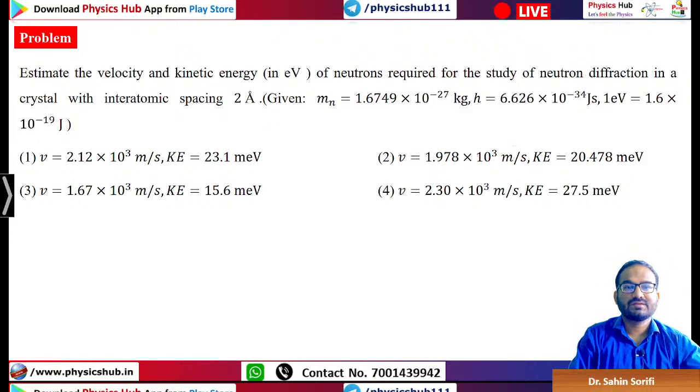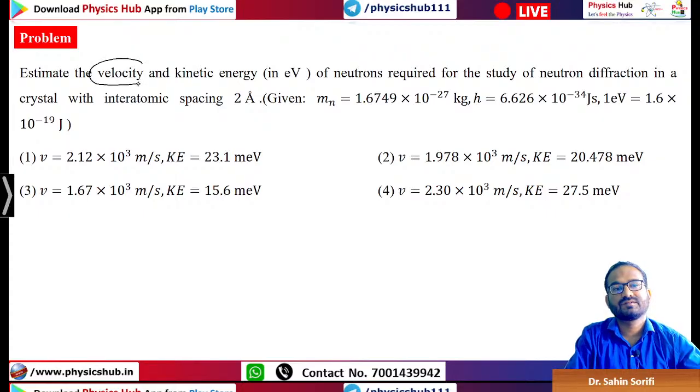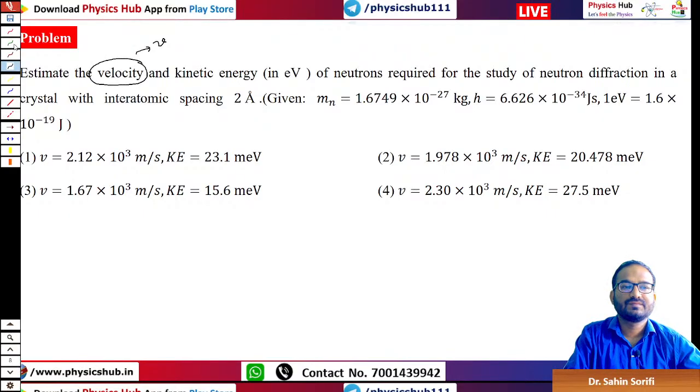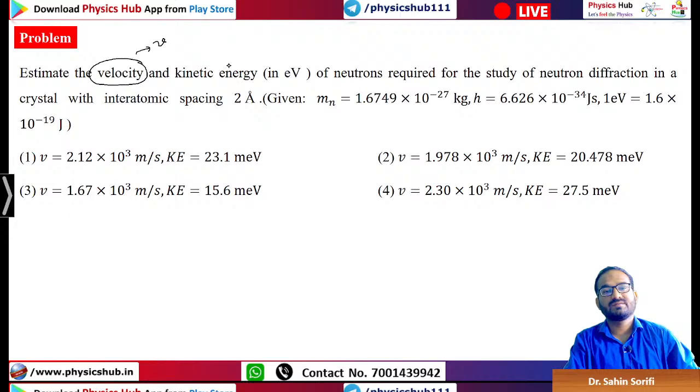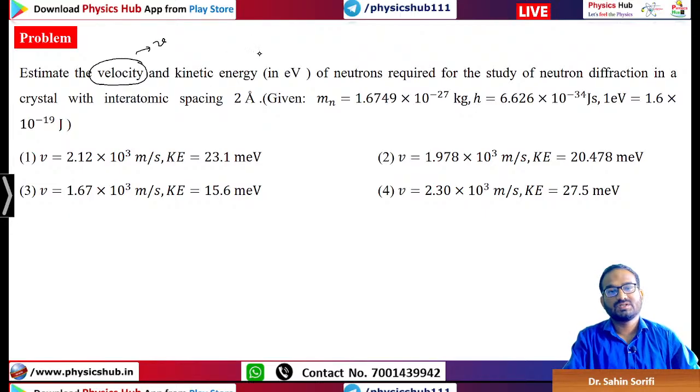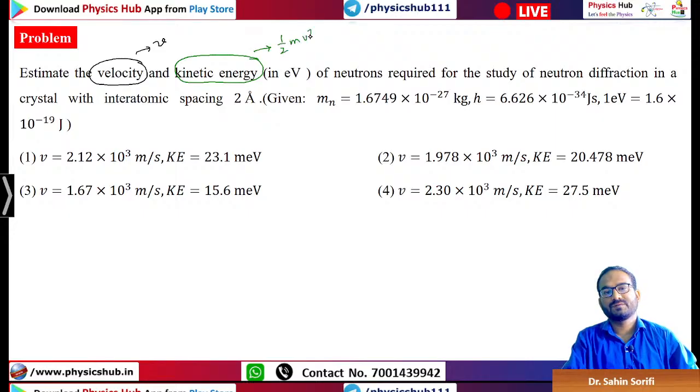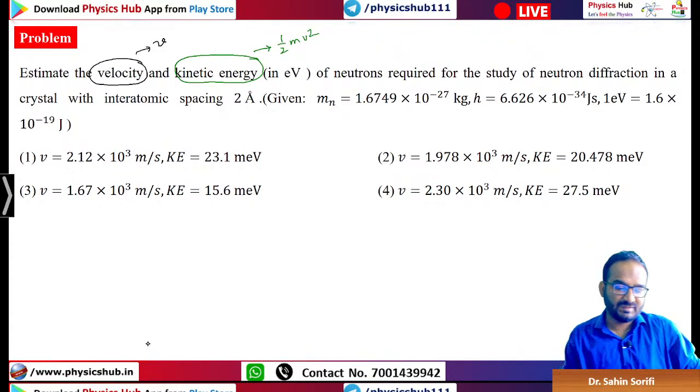Velocity you can easily calculate. How will you calculate velocity? Lambda is equal to h by p. So lambda is equal to h by mv, so from that v is equal to h by m lambda. Now once v is calculated, you can easily calculate the kinetic energy by using the formula of half m v square. Give it a try quickly.